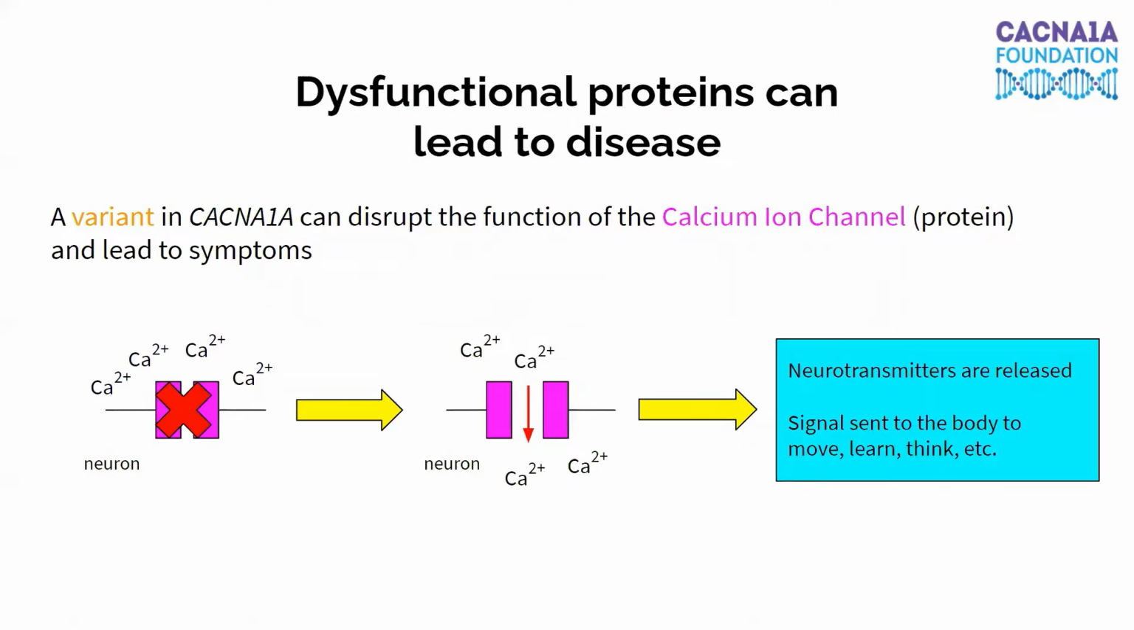When that variant interrupts the signal to open up the channel, then calcium can no longer come into the neuron, and those correct signals to the body are no longer transmitted. When this happens in parts of the brain that are important for controlling movement, for learning and memory, or cognition, this is why we see things like ataxia, developmental delays, or even seizures.